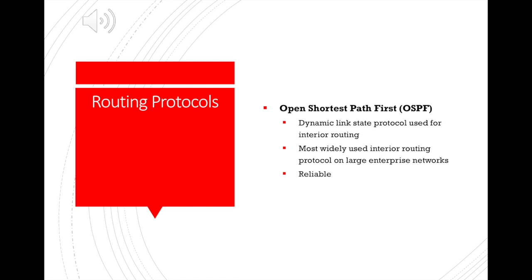Another common routing protocol is the OSPF, or the Open Shortest Path First protocol. It's a dynamic link state protocol used for interior routing. It's the most widely used interior routing protocol on large enterprise networks. So your big companies where you have large floors and rooms, this is a very common routing protocol. And it's very, very reliable.